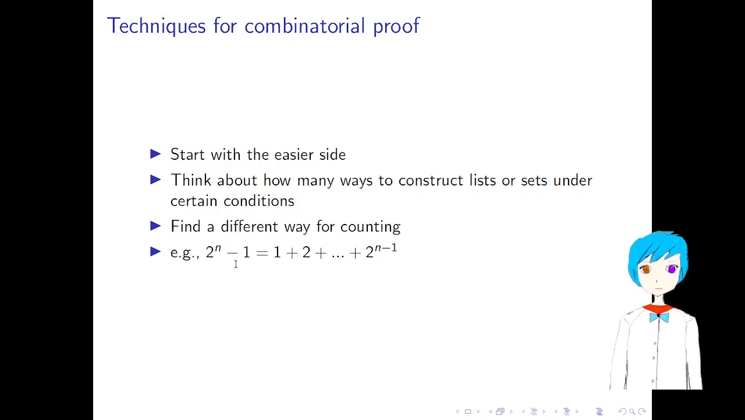where each element can only be chosen from 0 and 1, and the list of all 0s is not included. So first, we have zeros in the first n minus 1 positions, but we have a 1 in the last position. Then we have 0 in the first n minus 2 positions, and we have 1 in the n minus 1 position. For the last position, it can be anything, and then we sum up together to get the right-hand side. Essentially, they are counting the same thing, so they are equal to each other.